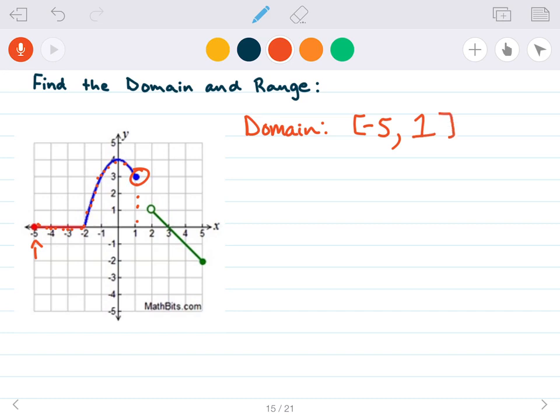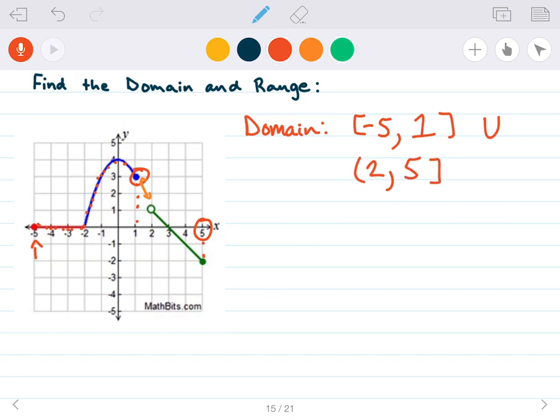Then there's a jump in x values, from here to here. We're not including anything between 1 and 2. There are infinite numbers between 1 and 2, but we don't include them here because there's a jump. So we're going to union this with starting at 2, but not including 2 because of that open circle, 2 to x equals 5, including 5 because it's closed.